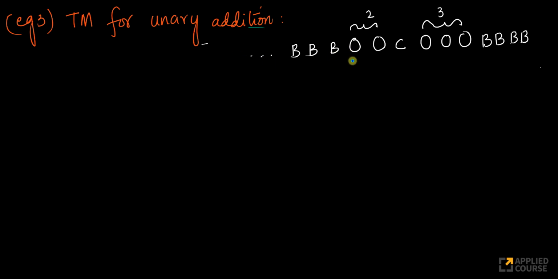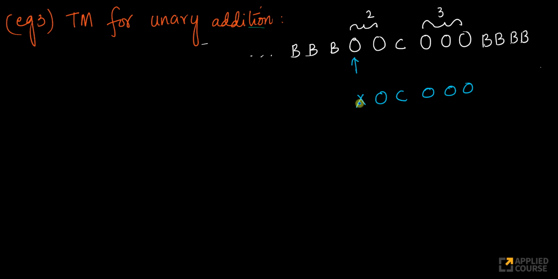So I'll start reading my input from here. Whenever I encounter a 0, look at this, I'll just make it an X. When I make an X out of it, what is my input tape right now? My input tape is this. I'm just aligning everything.